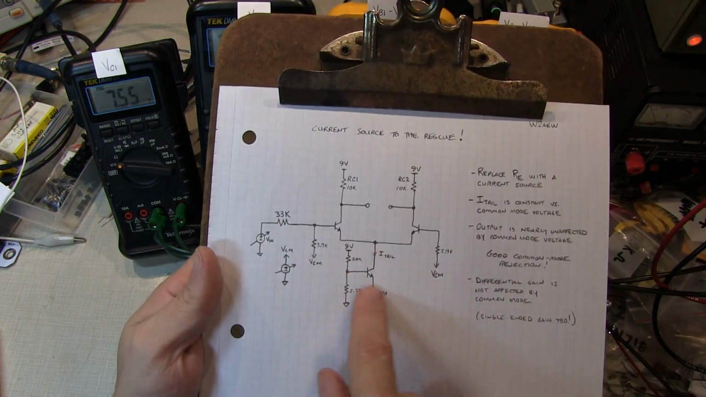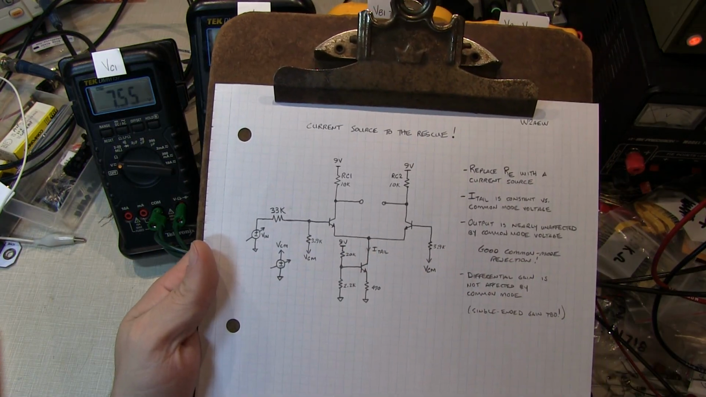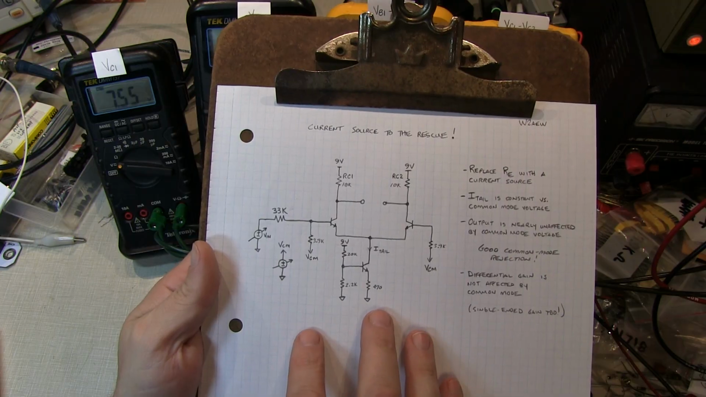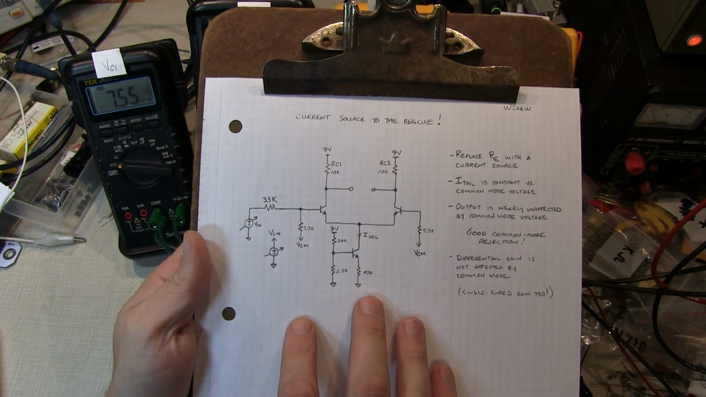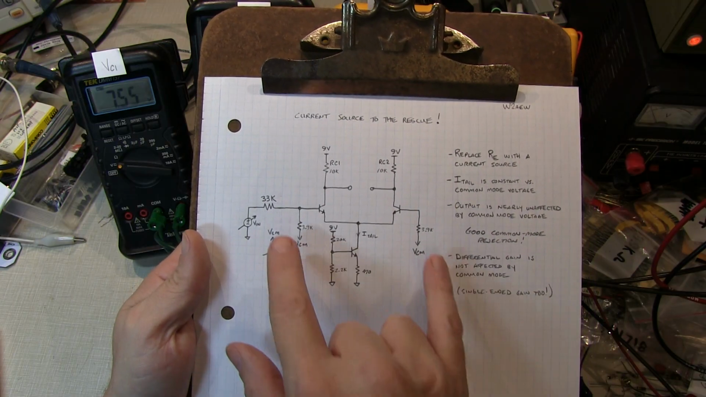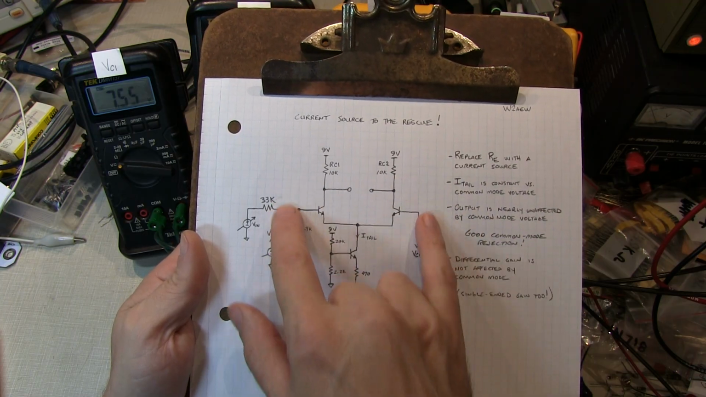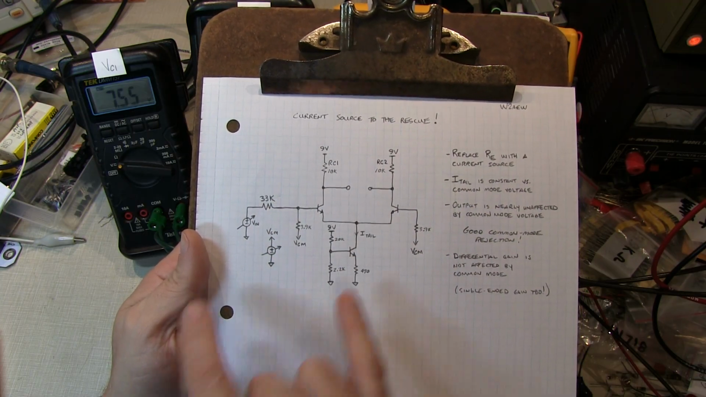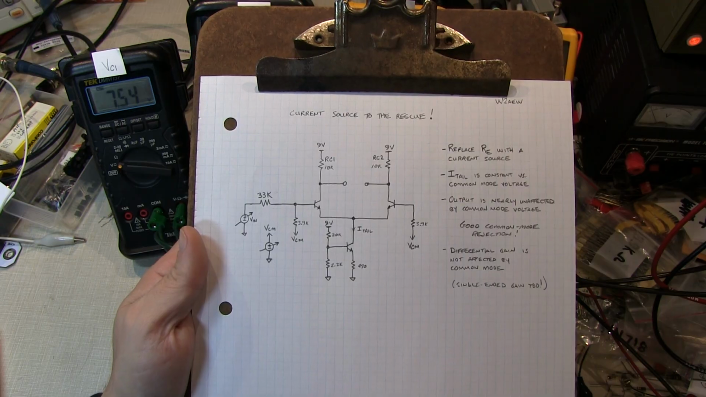Yeah, so the addition of a current source to create the tail current has really improved the common mode rejection ratio of this amplifier by making the performance of the amplifier basically independent of the common mode input voltage. So that's a good thing.